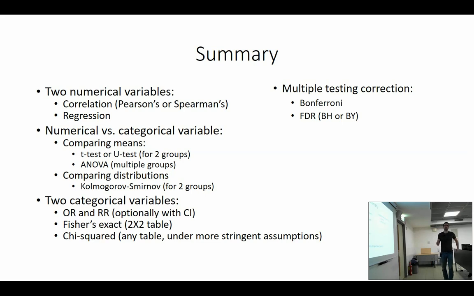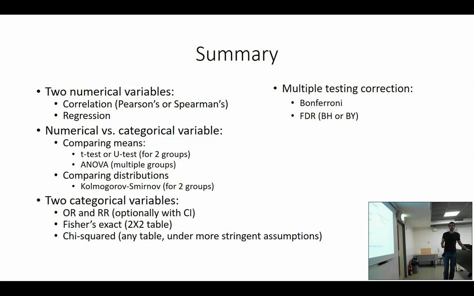So here we have a summary of everything according to the kind of the tests that we saw and what they're good for. So we saw that for two numerical variables, we could use correlation tests, so Pearson's or Spearman's. We could use regression. For numerical versus categorical, we saw that we can compare means, so we can compare it using a t-test or a u-test if we have two groups. Now, u-test, like we said, is not, strictly speaking, exactly comparing the means, but most of the time it's close enough, so I put it under this category, even though it's a bit different.